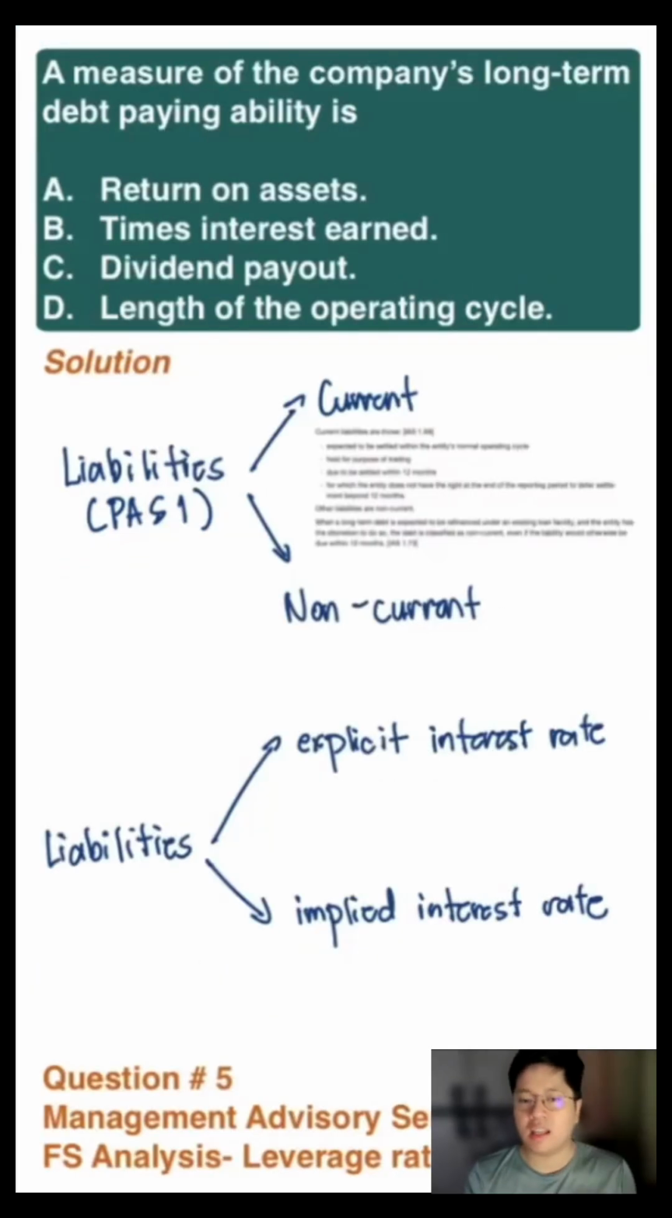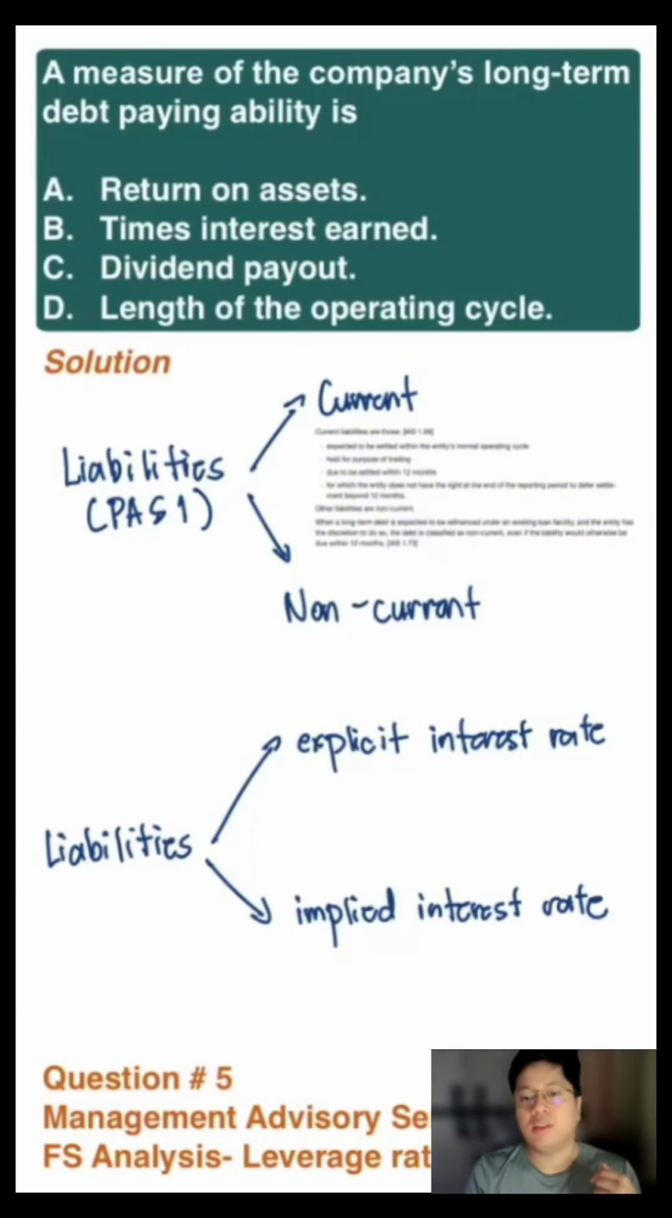A liability can have an explicit interest rate or an implied interest rate. It is an explicit interest rate if there is a stated interest rate in the contract. For example, you borrowed money for 3 years, then the interest rate is 10%. So it is stated in the contract that you're going to pay 10%. It can be compounded or it can be a simple interest.